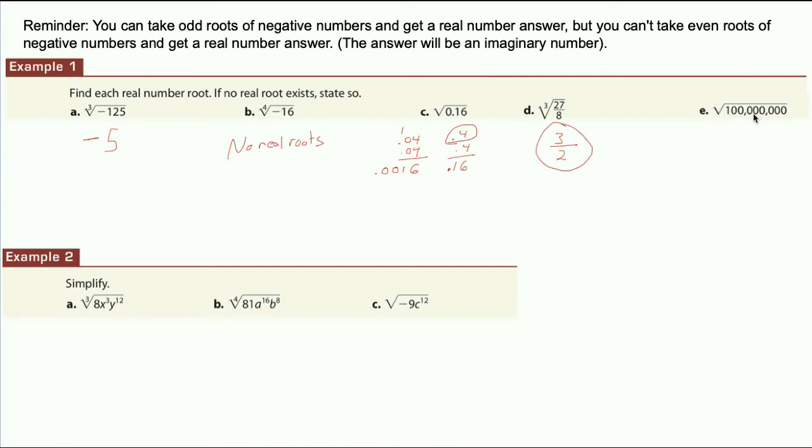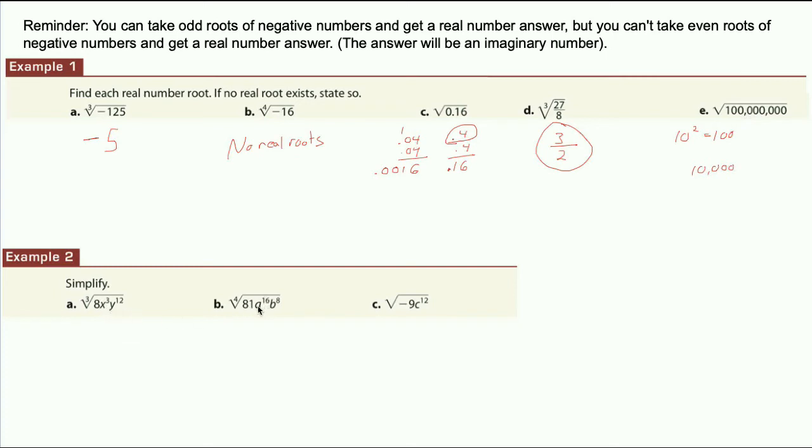And this last one, we have the square root of 100 million. That wasn't on our list, but if we think through our powers of 10, it's going to tell us how many zeros there are. So what squared would give us 8 zeros? Well, something with 4 zeros, so 10,000. So the square root of 100 million is 10,000.